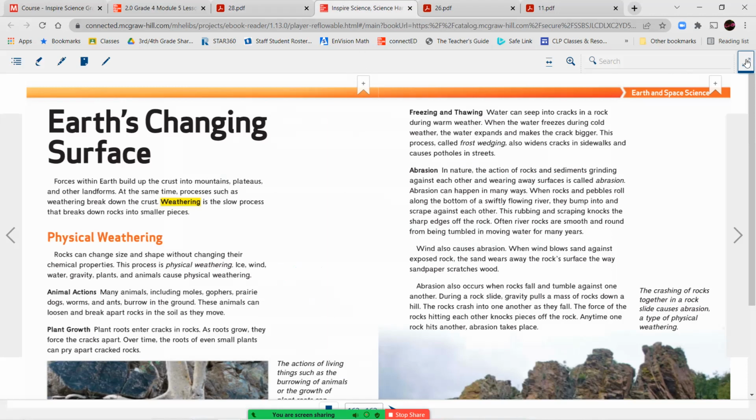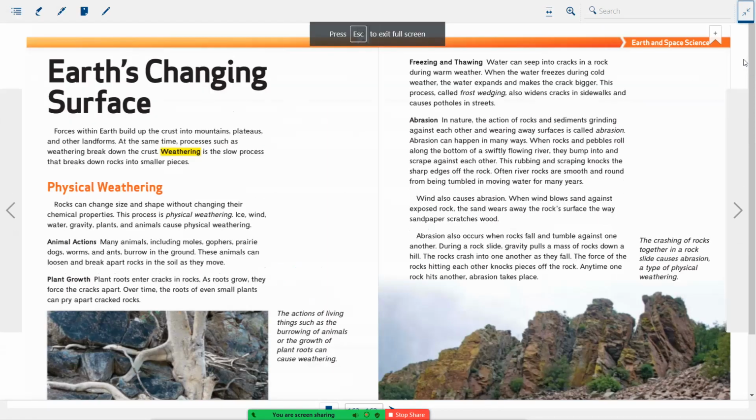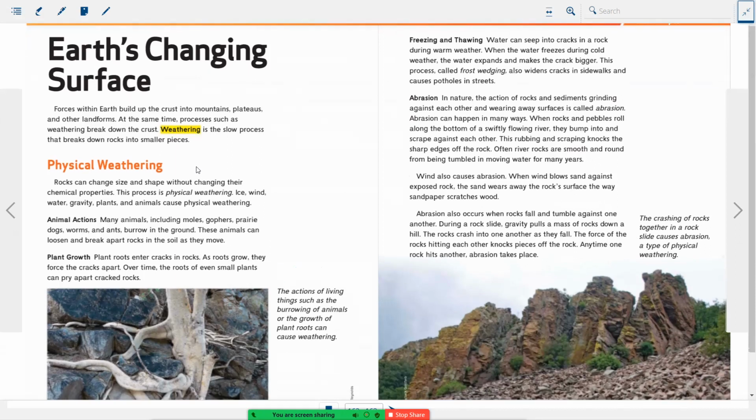Earth's changing surface. Forces within Earth build up the crust into mountains, plateaus, and other landforms. At the same time, processes such as weathering break down the crust. Weathering is the slow process that breaks down rocks into smaller pieces. So that's part of one of our questions right there. Physical weathering. Rocks can change size and shape without changing their chemical properties. This process is physical weathering. Ice, wind, water, gravity, plants, and animals cause physical weathering.